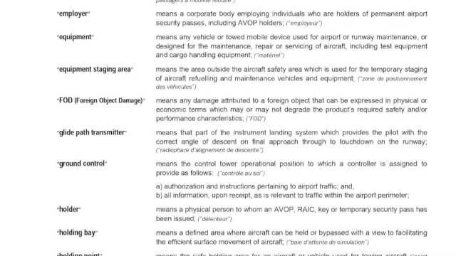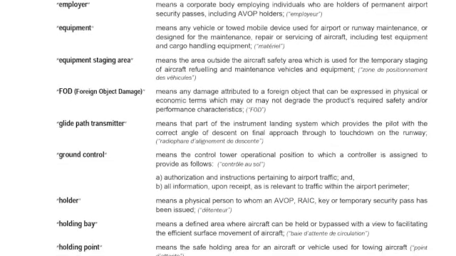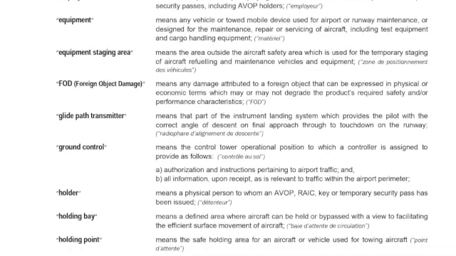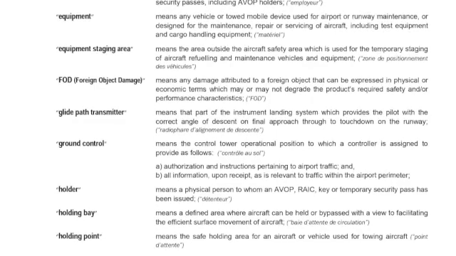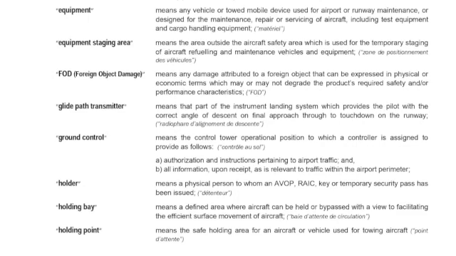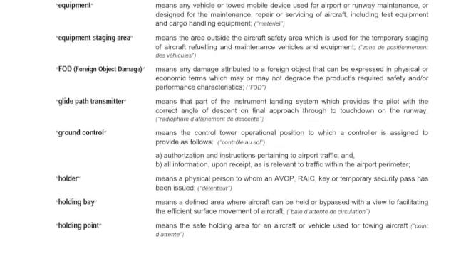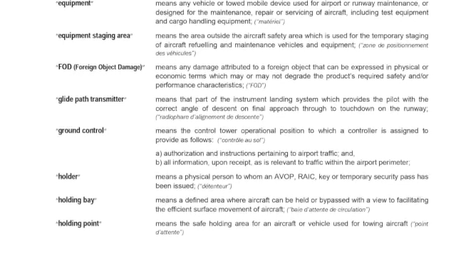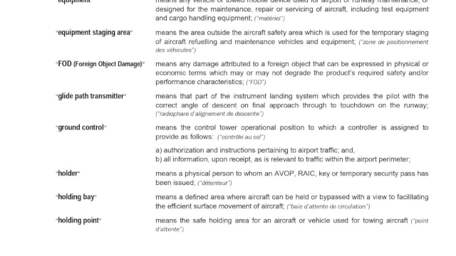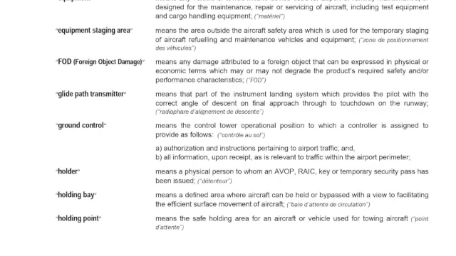Ground control means the control tower operational position to which a controller is assigned to provide as follows: A. Authorization and instructions pertaining to airport traffic. And B. All information, upon receipt, as is relevant to traffic within the airport perimeter. Holder means a physical person to whom an AVOP, RAIC, key or temporary security pass has been issued. Holding bay means a defined area where aircraft can be held or bypassed with a view to facilitating the efficient surface movement of aircraft.